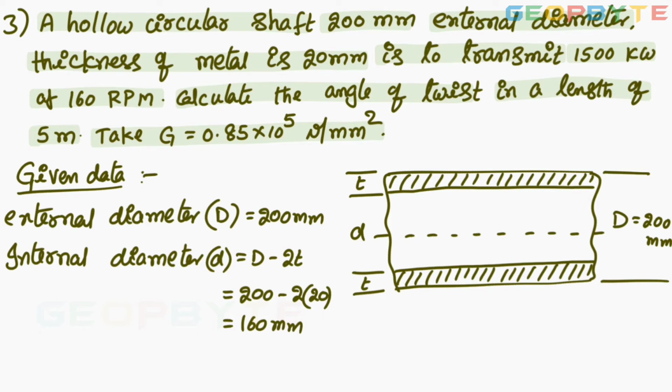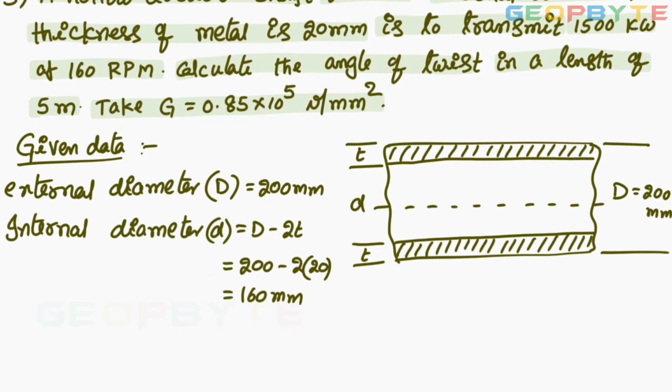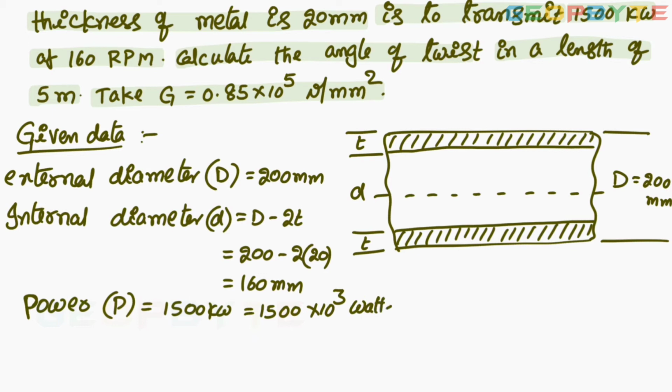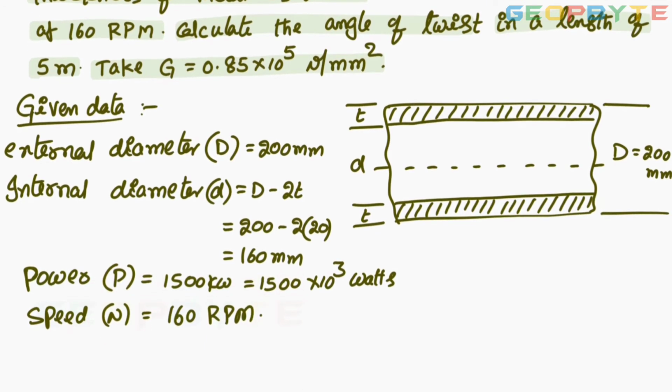160 mm is to transmit 1500 kilowatts power. Power transmitted, power P equal to 1500 kilowatts, 1500 into 10 power 3 watts, at a speed of the shaft n equal to 160 rpm. Calculate the angle of twist.